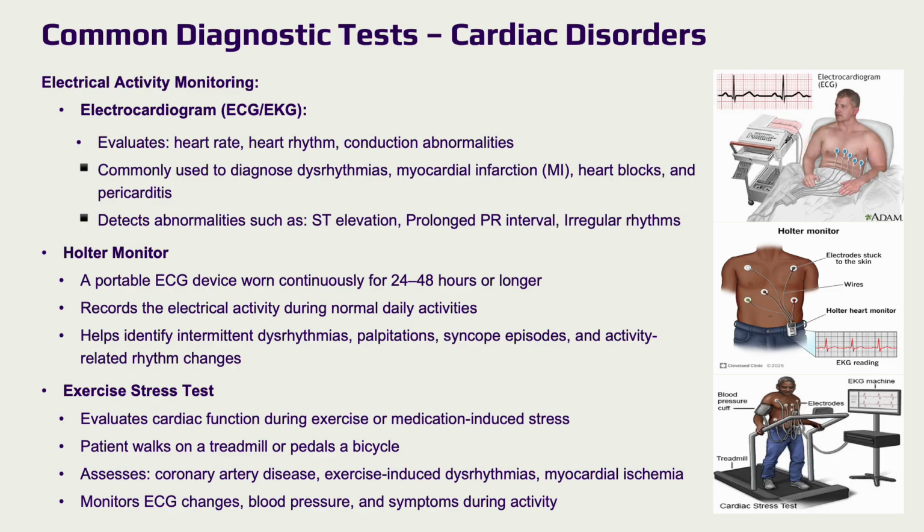So as soon as somebody comes to the ER complaining of chest pain, that's the gold standard. We do an ECG. It also detects abnormalities such as ST elevation, prolonged PR interval, and irregular rhythms. Another diagnostic test is a Holter monitor. It's a portable ECG device. It's worn continuously for 24 to 48 hours or longer. It records electrical activity during normal daily activities. It helps identify intermittent dysrhythmias, palpitations, syncope episodes, and activity-related rhythm changes.